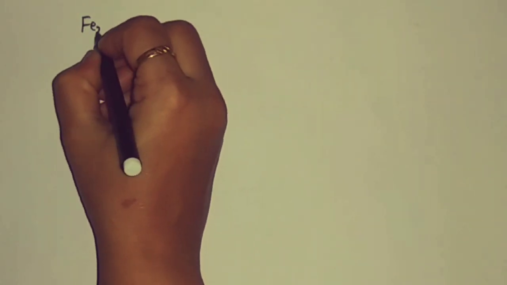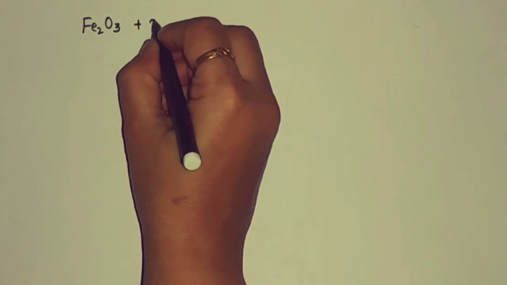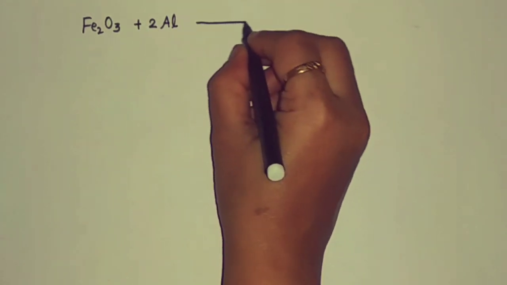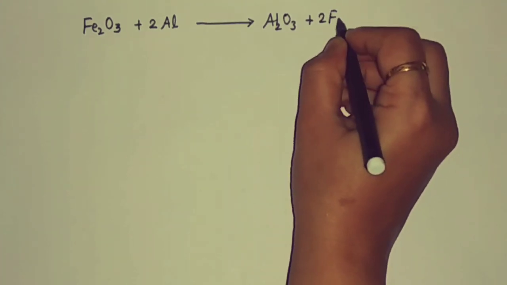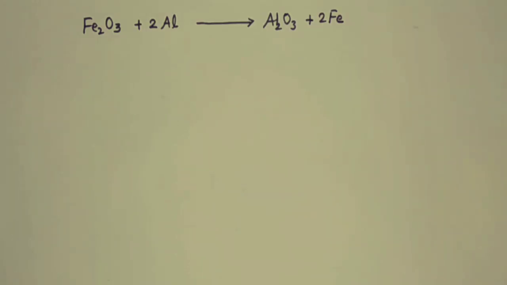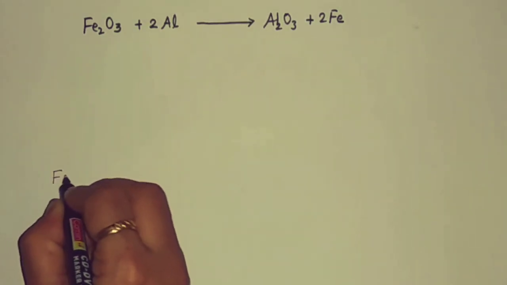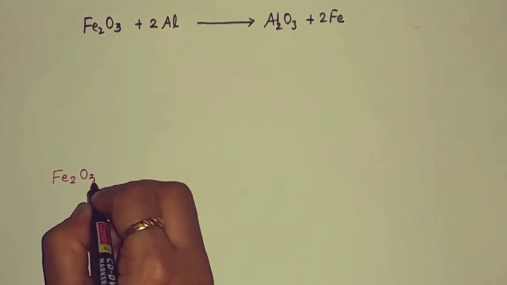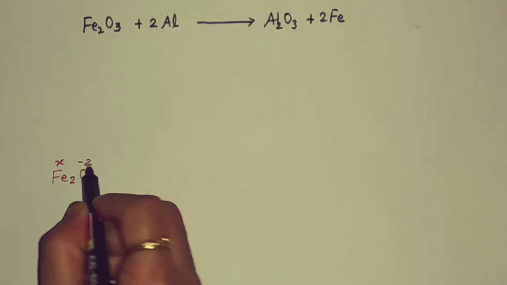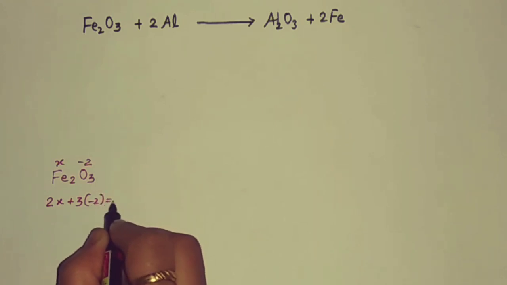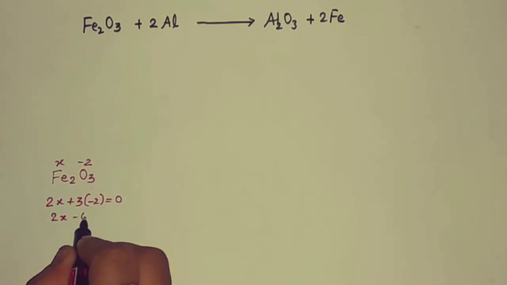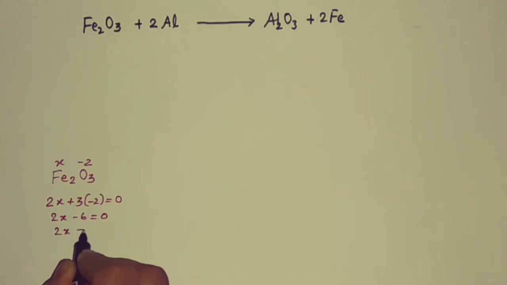Next is Fe2O3 plus 2Al gives you Al2O3 plus 2Fe. So we need to calculate the oxidation number of Fe. Let us calculate the oxidation number of Fe. In Fe2O3, we have x and minus 2. On substituting the values, we get 2x plus 3 into minus 2 is equal to 0. So 2x minus 6 is equal to 0, 2x is equal to 6, x is equal to 6 by 2. So x is equal to plus 3.